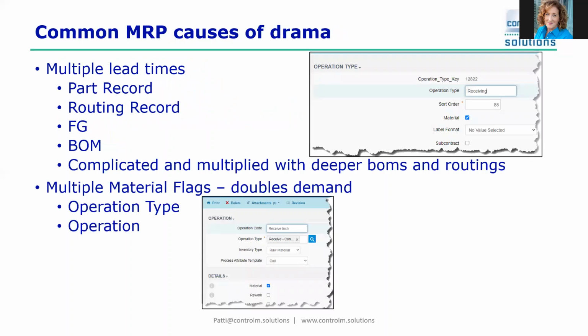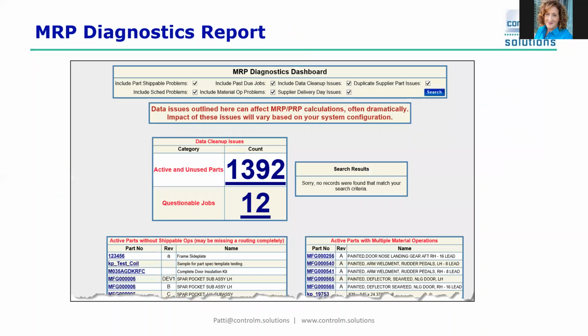A couple of warnings about MRP drama. If you have multiple lead times on parts, routings, assemblies, and subassemblies, they can pile up. Also, multiple material flags. Let's say the material flag is on for the receive and for the receiving inspect operation. MRP can actually double up demand. Check out the MRP diagnostics report for help on this.